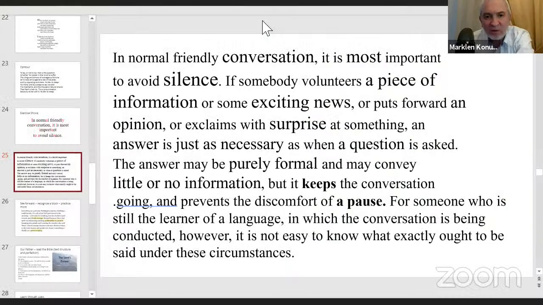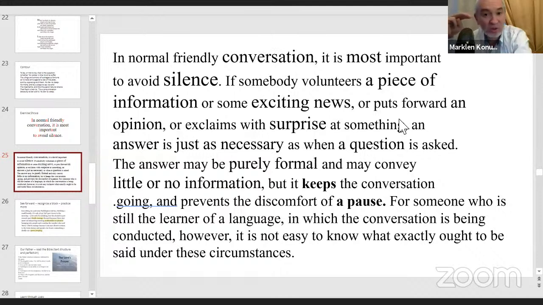Okay. Now, look. So you may be reading it in the following manner, with mistakes. In normal friendly conversation, it is most important to avoid silence. Bad reading, poor reading. Instead, I say, I will concentrate only and exclusively on three words, just three. Conversation, most, silence. Everything else will be level. In normal friendly conversation, it is most important to avoid silence. So I'm reducing it to just three words.